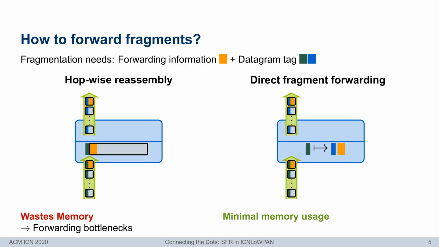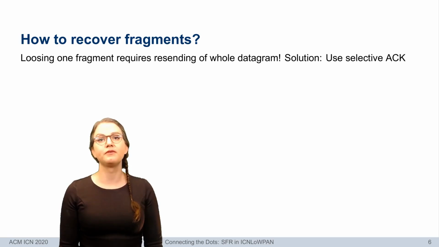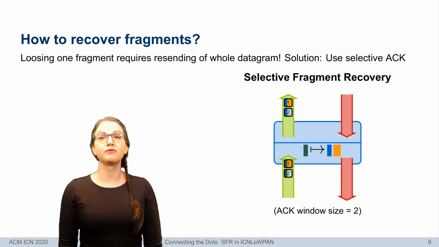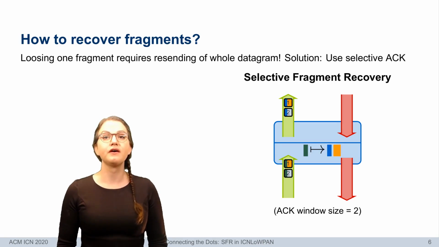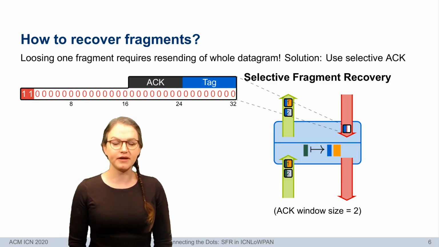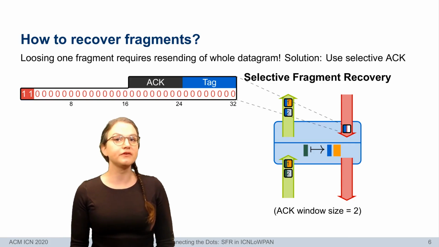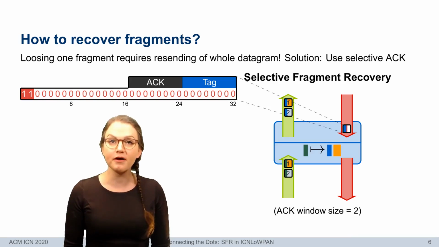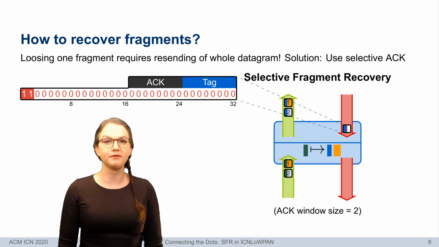In both cases, however, we face the problem that if only one fragment gets lost, the whole datagram is lost and might need to be retransmitted by an upper layer. For this, Selective Fragment Recovery was introduced, where for a collected number of received fragments, the window size, a cumulative acknowledgement message is sent by the reassembling endpoint. The accumulation of acknowledged fragments is achieved by using sequence numbers in the fragments and a bit mask in the ACK where each bit represents a completed fragment with a sequence number equivalent to the position of the bit.